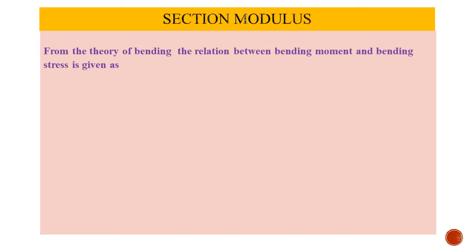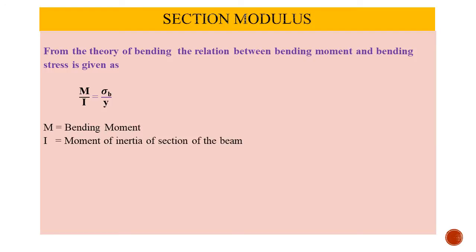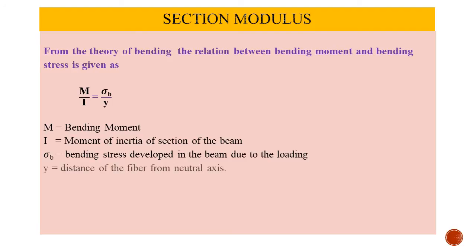Section modulus. From the theory of bending, the relation between bending moment and bending stress is given as M by I equal to sigma b by y, where M is bending moment, I is moment of inertia of section of the beam, sigma b is bending stress developed in the beam due to the loading, y is distance of the fiber from the neutral axis. M equal to I into sigma b by y, or M equal to I by y into sigma b.